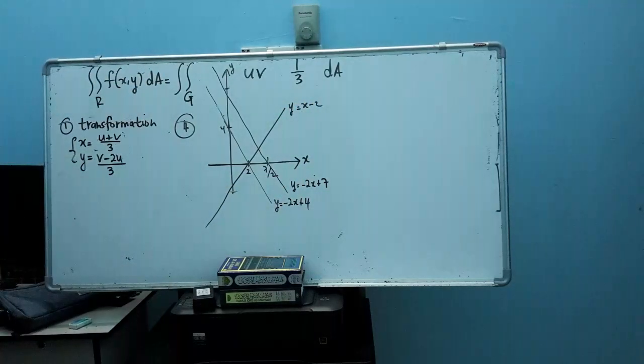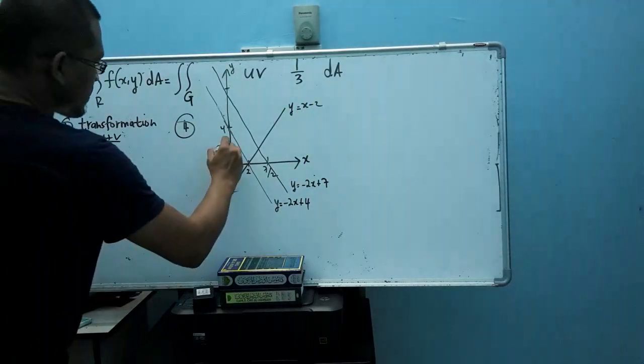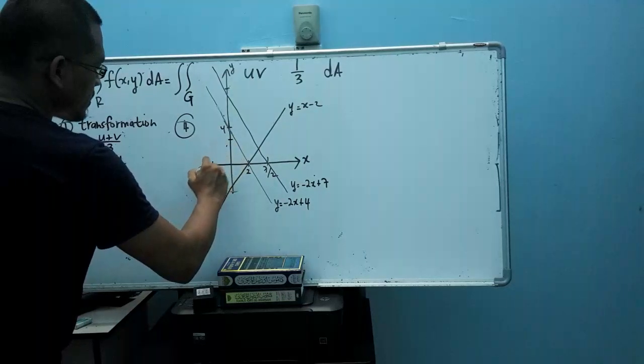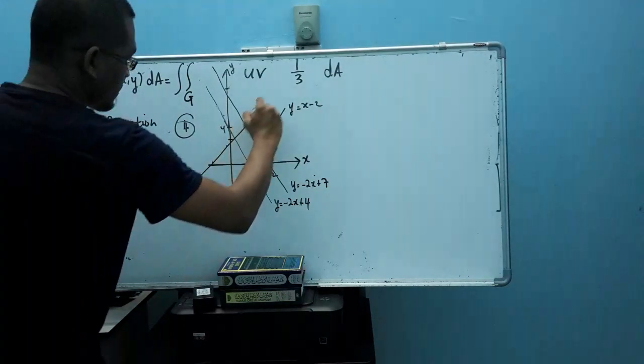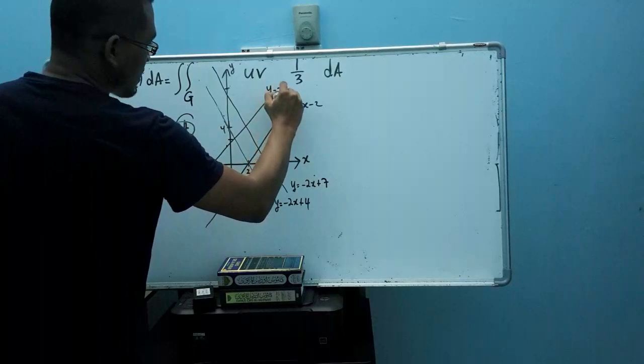And then y equals x plus 1. So I will have somewhere here 1, and I will have this line. Okay, y equals x plus 1.